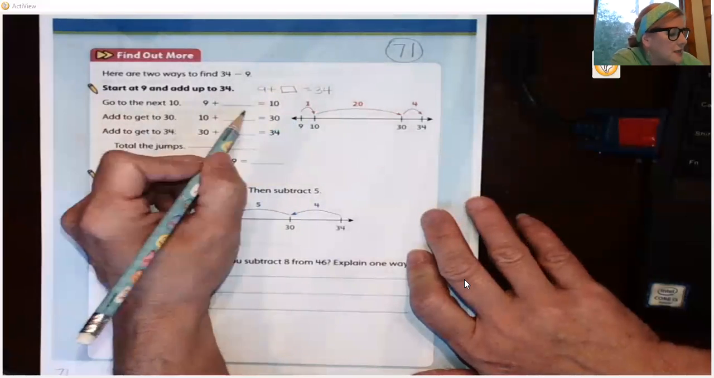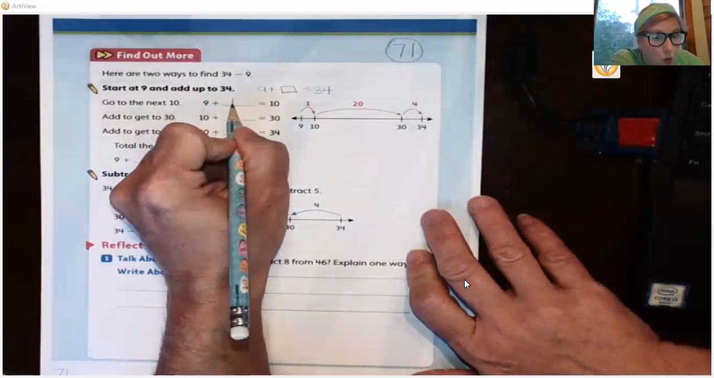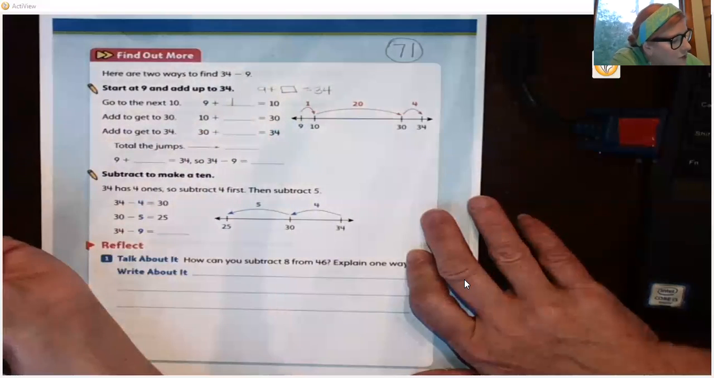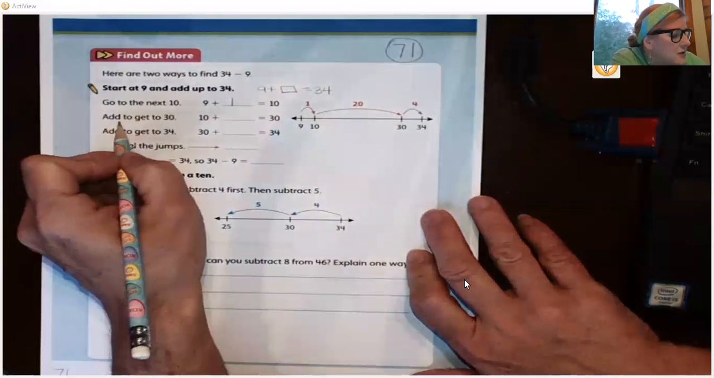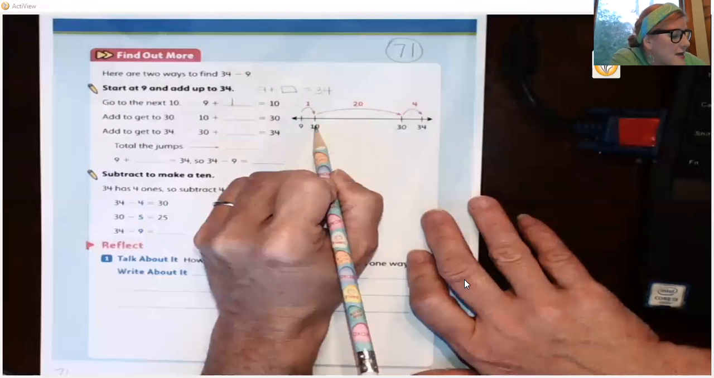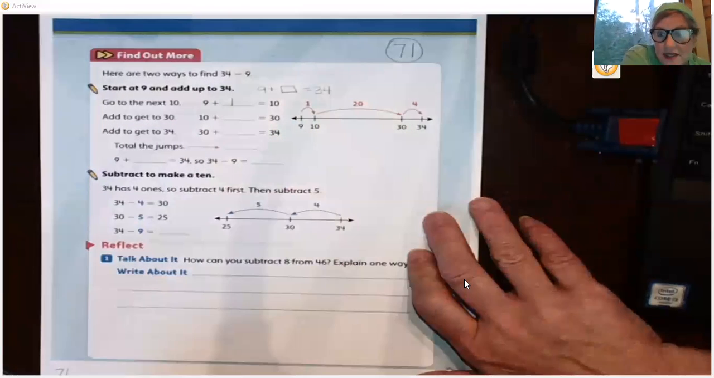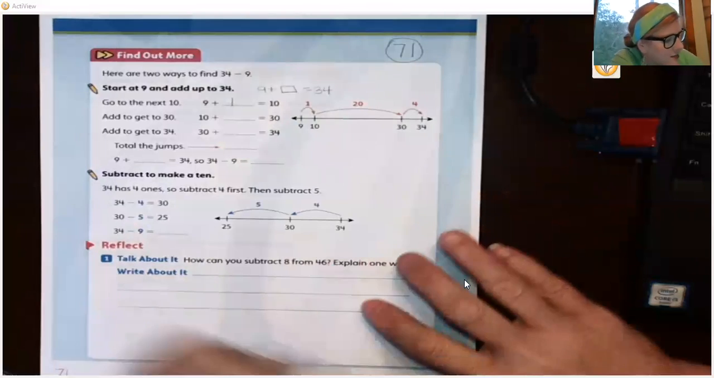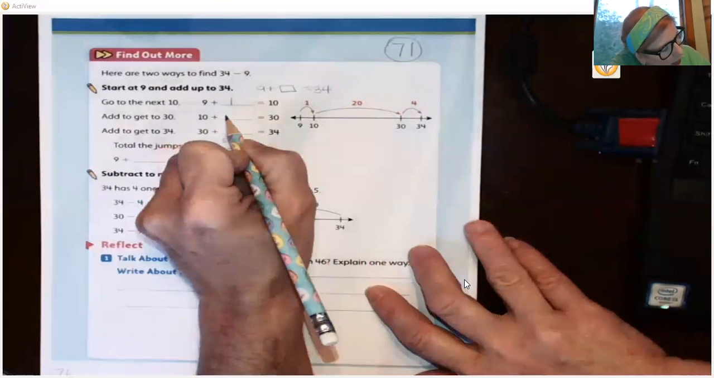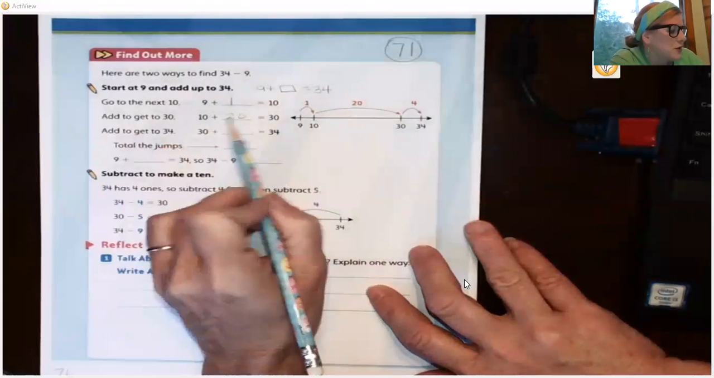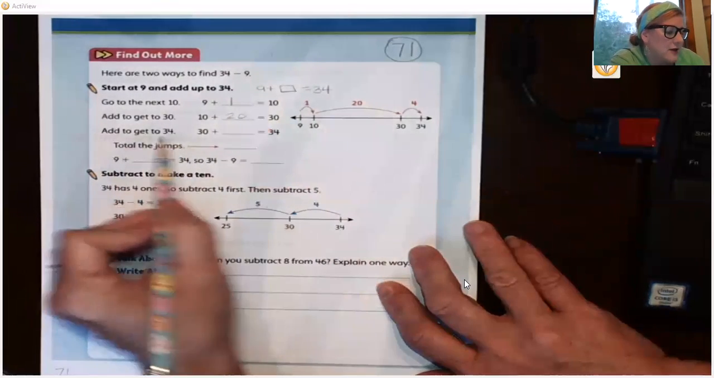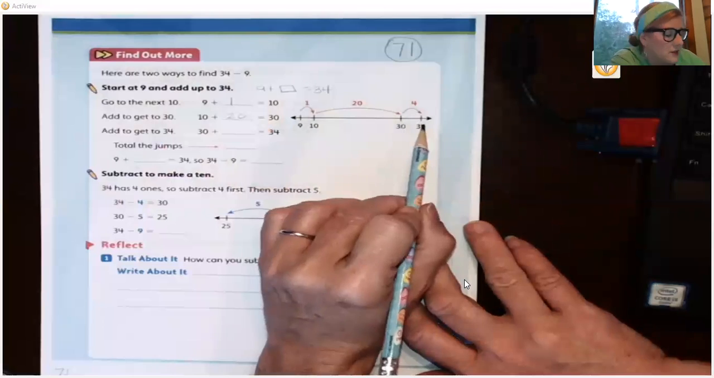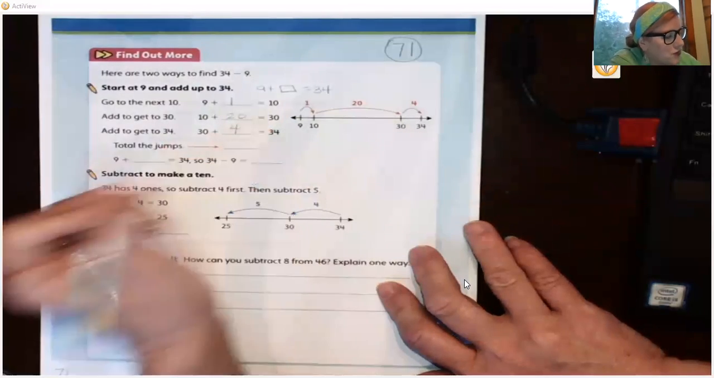So if you go up to the next 10, you are going to add 1. And then to add to get to 30, you're at the 10. You can count up by 10s to that. So we're 10, 20, 30, 2 tens. So 20. 10 plus 20 equals 30. Add to get to 34. It takes 4 to get to 34.